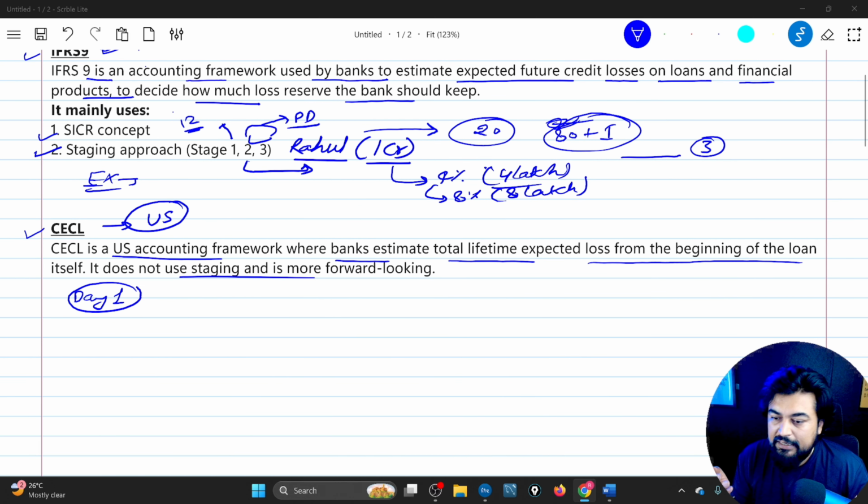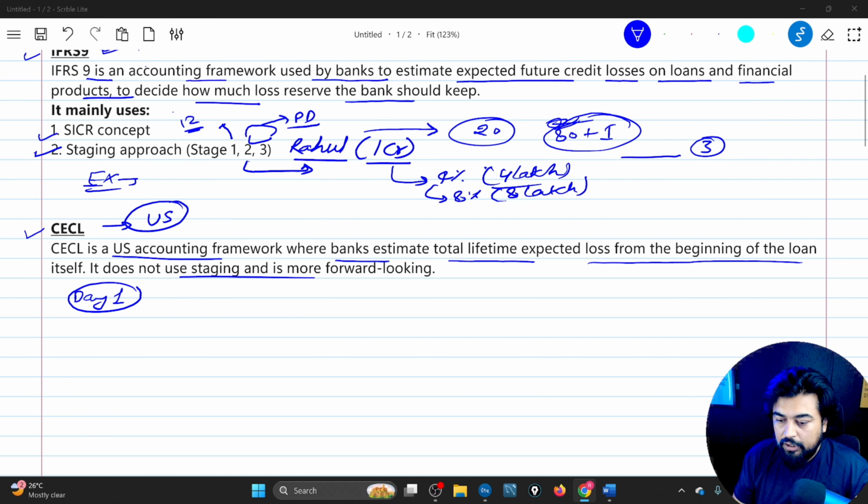Now, an easy difference between IFRS 9 and CECL if you get confused. IFRS 9 reserve helps you stage-wise. Reserves increase when the customer becomes risky. That's the game here. Now in CECL, whether the customer is risky or not, lifetime expected loss is estimated on day 1 of the customer. Okay, that's the main difference.